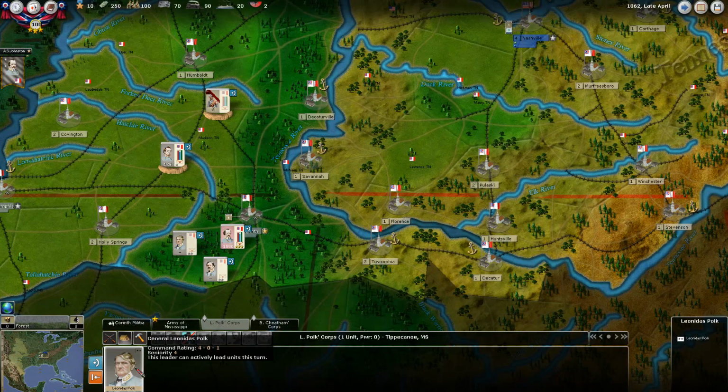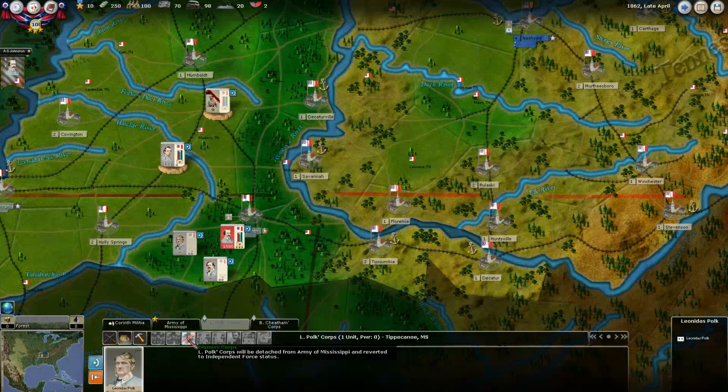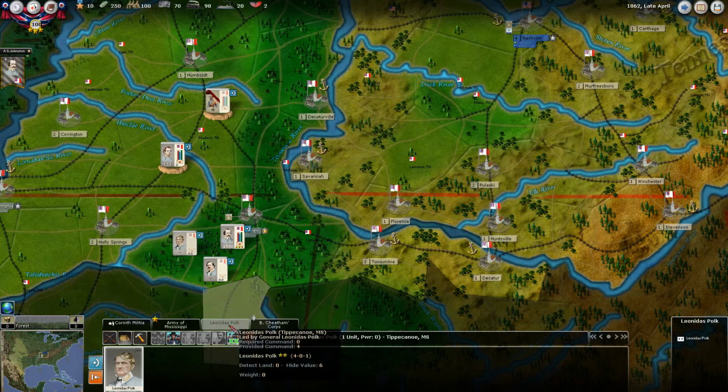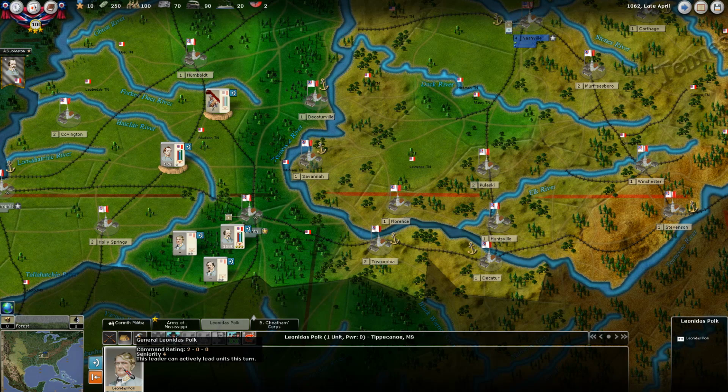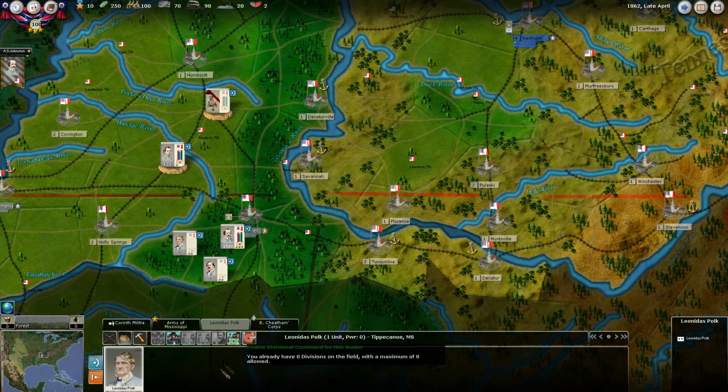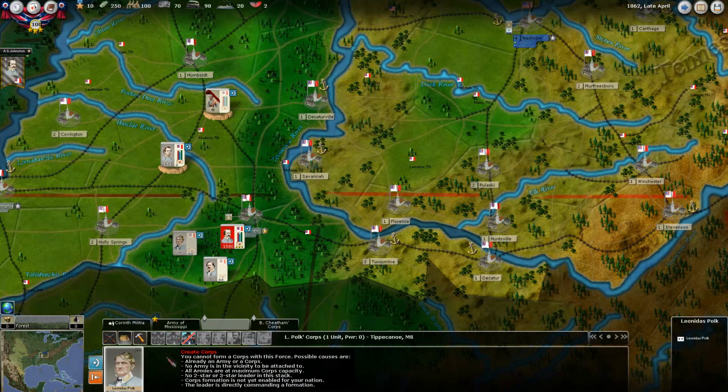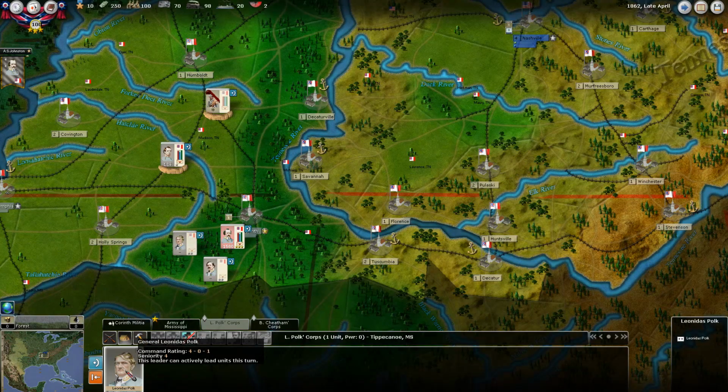I do want to point out here that notice here his strategic rating is 4, his offensive rating is 0, and his defensive rating is 1. Watch this. Nothing happens. Cool, right? If you make him a division commander, though, it goes down. So you may ask yourself, why would I want to make any of my generals division commanders if they're going to suffer a hit on the command rating? I'll explain that in a little bit. Just know that when you do division command, they're going to suffer a hit to their overall ratings. When you do create a corps, no, they're not.